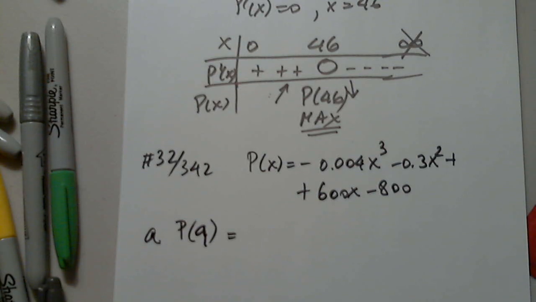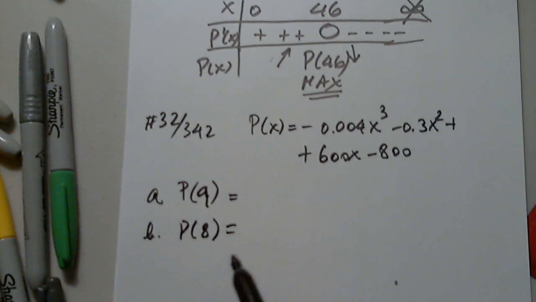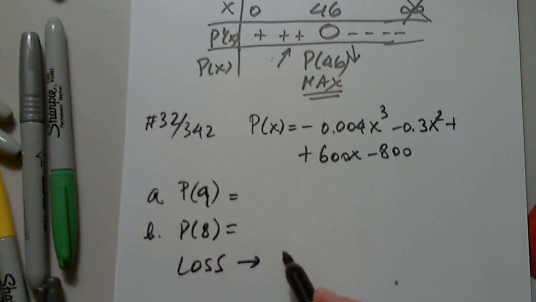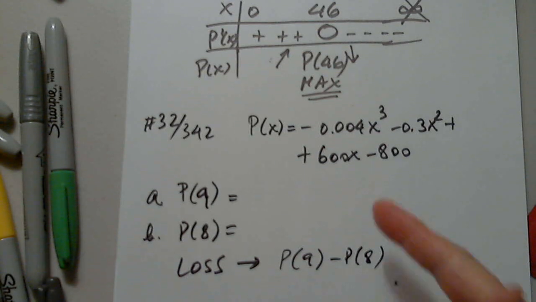How much profit will be lost if production and sales drop to 8? So I will determine in part B, P of 8, and then subtract. So loss will be P of 9 minus P of 8. So now I will put this in the graphing calculator. And I just plug in 8, 9, and then 8. It doesn't matter, the order is not important.